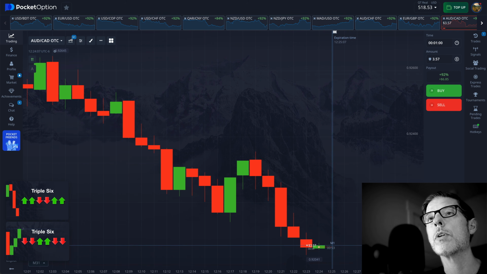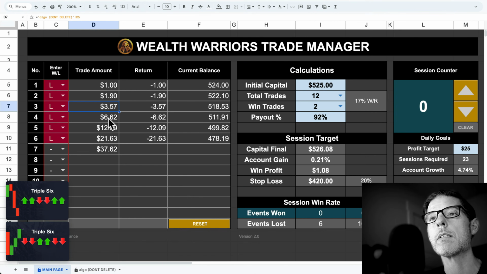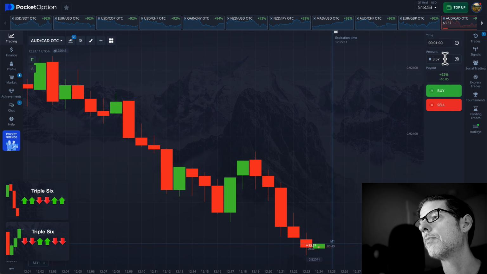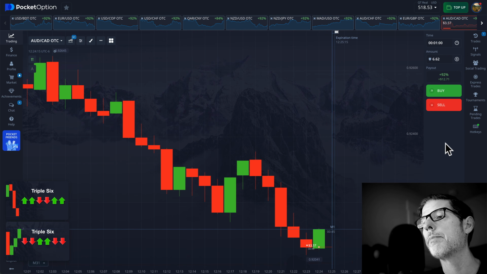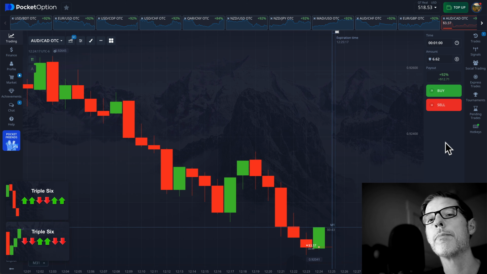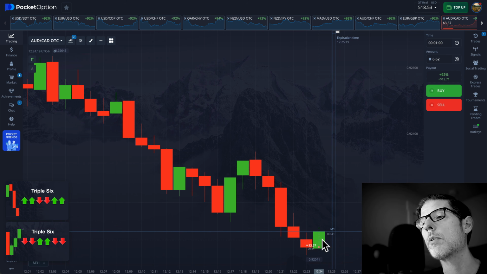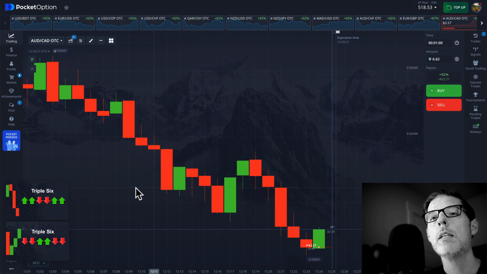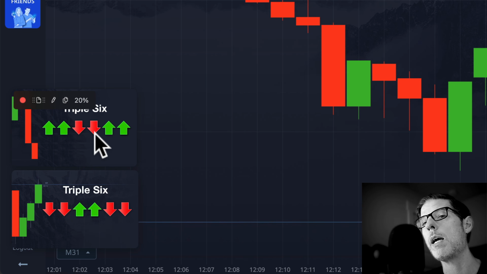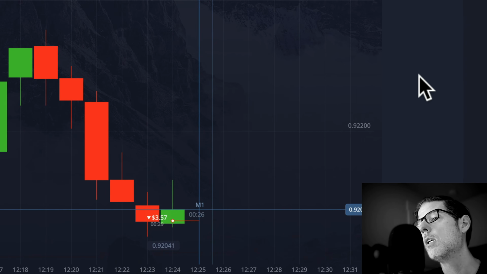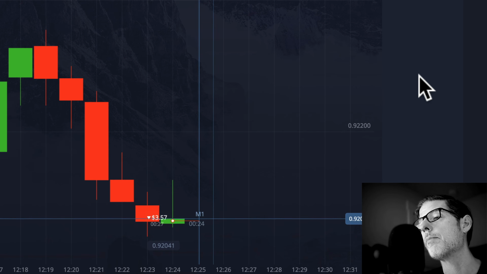Let's go back over to the trade manager. The next one is 662. There we go. And I'll just go ahead and wait this out. If this results in a loss, then the next trade is also a sell. If you look over here at the little screenshot, you can see that the next one is going to be a sell. We've got a red arrow right there. So we have about 29 seconds to go.